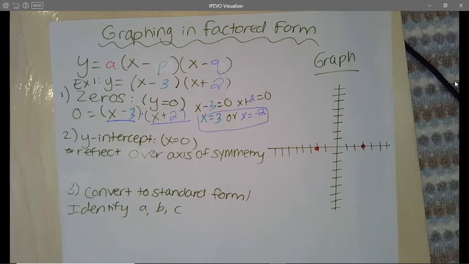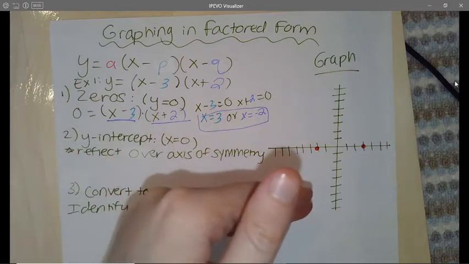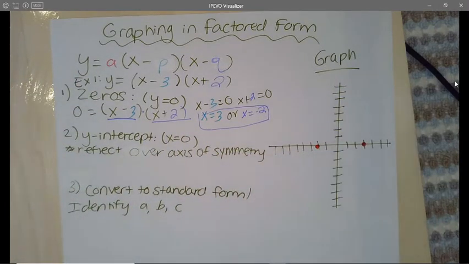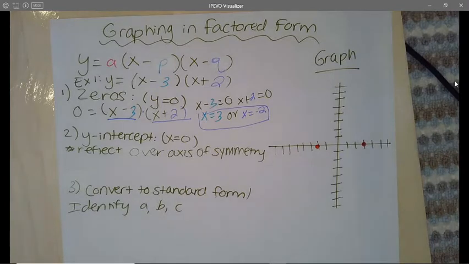Here we go. The next thing we're going to find is the y-intercept. The zeros or the x-intercepts are where the graph smacks the x-axis or crosses the x-axis. The y-intercept is where the graph smacks the y-axis or crosses the y-axis.